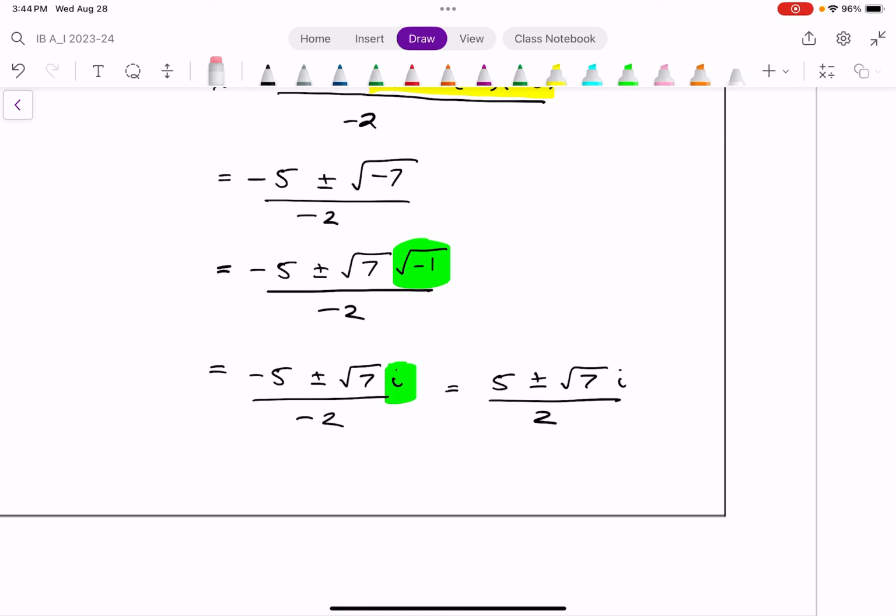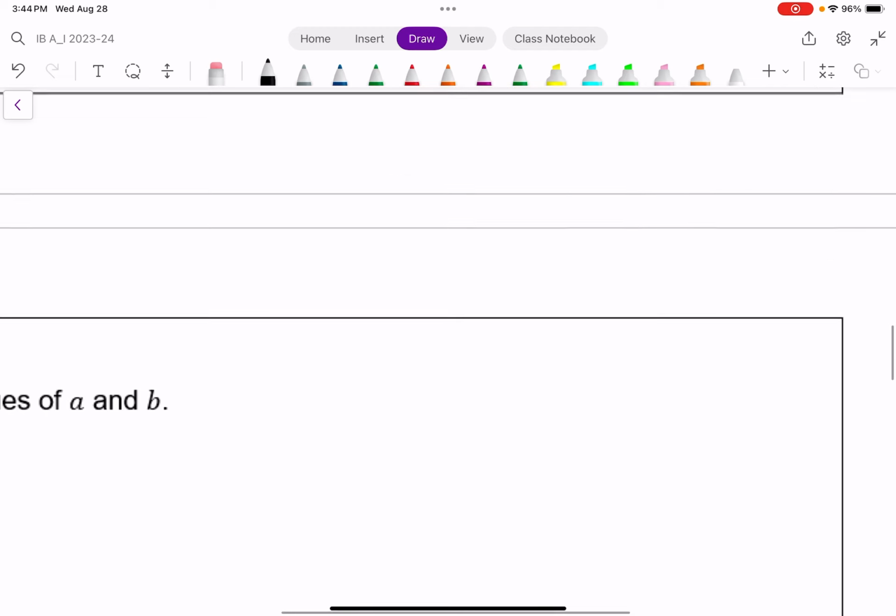One option instead of root 7i is to put the i first. That makes it more clear it's not in the radical. We usually put the i second. It doesn't really matter though, so I'll leave it like this.